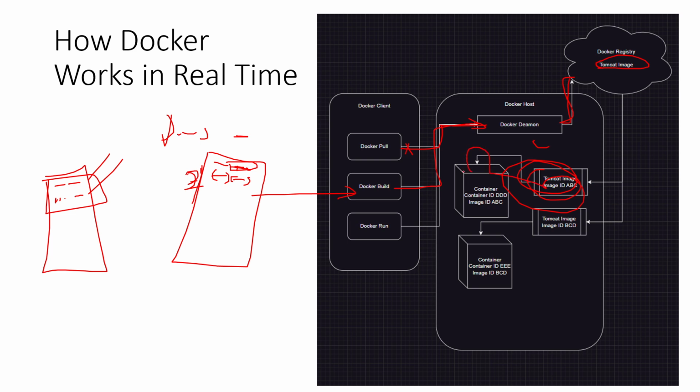And then when you run the run command, it goes and creates a container, and you will see that the Tomcat EE container gets created. I'm just giving you a random name with the BCD image. Let's say if this is the Tomcat image, then it will create a different container.